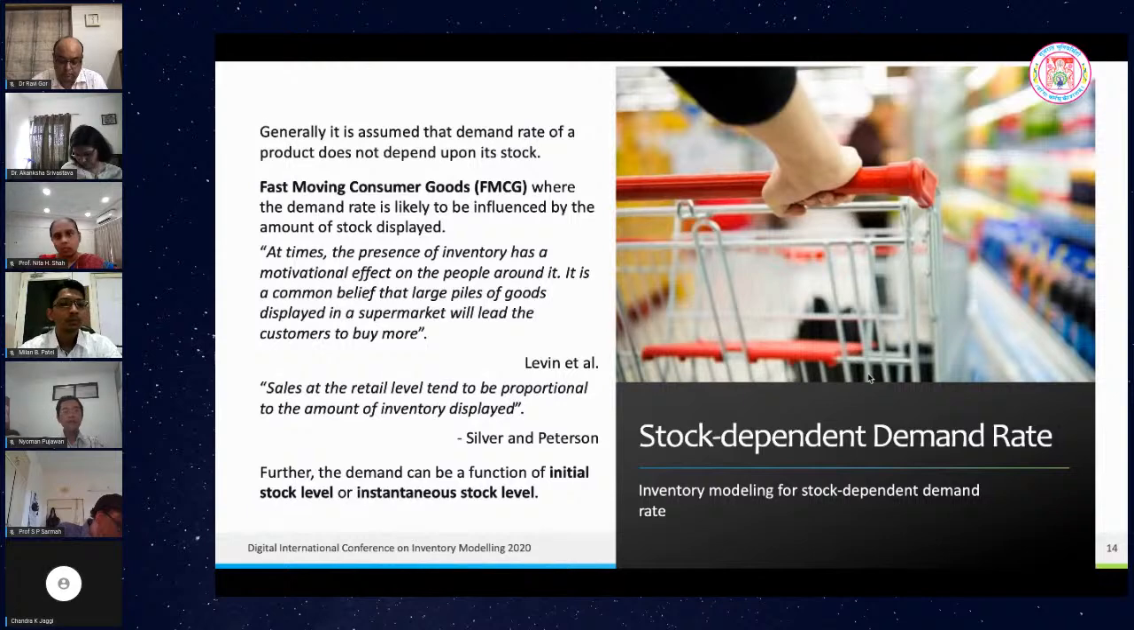around it. It is a common belief that large piles of stock displayed in the supermarket will lead customers to buy more. Silver and Peterson defined that sales at the retail level tend to be proportional to the amount of inventory displayed. That is how the initial work started, with the initial stock level, and subsequently researchers realized that because of the depletion in the stock, the effect on the demand goes down. That happened subsequently. Next, please.